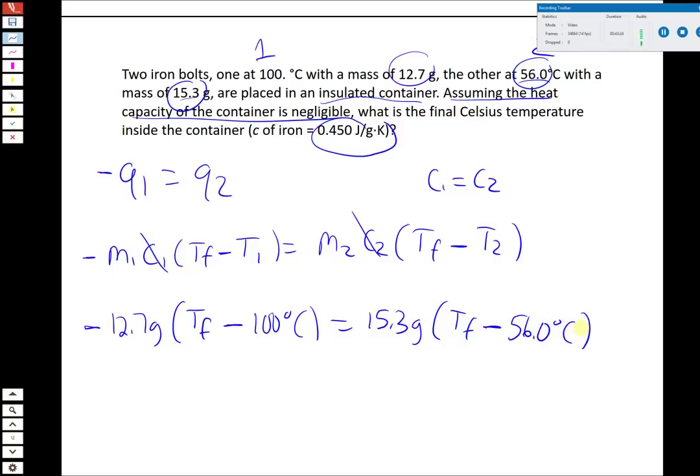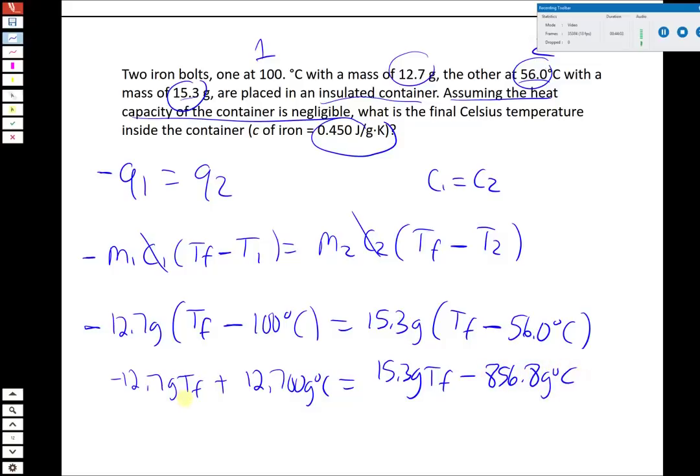Alright, I'm going to pause for just a second to do the algebra, and I'll come back with the answer. Alright, well, I didn't do it yet. I'm gonna just write everything. Let's distribute this. We have minus 12.7 grams times the final temperature plus 12,700 degrees Celsius is equal to 15.3 grams times the final temperature minus, when we distribute 15.3 times 56, minus 856.8 degrees Celsius. So again, we're solving for temperature final, so I will move things over.